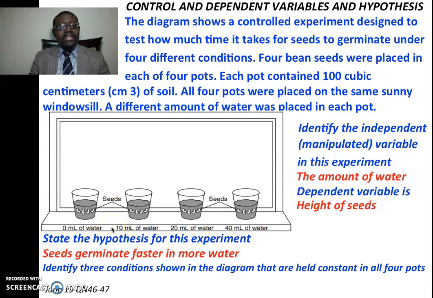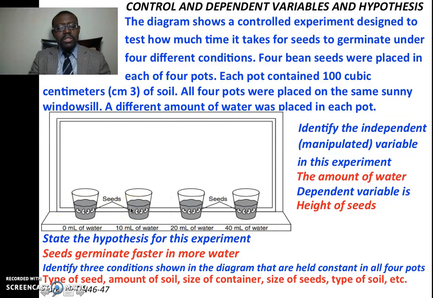The last question says, identify 3 conditions shown in the diagram that are held constant in all 4 pots. So in all 4 pots, what are the conditions that are held constant, or the same? That means we are looking at the control variables. The control variables are the things we keep the same in all 4 pots. So in all 4 pots, we have the same amount of soil. The control variables are the type of seed.